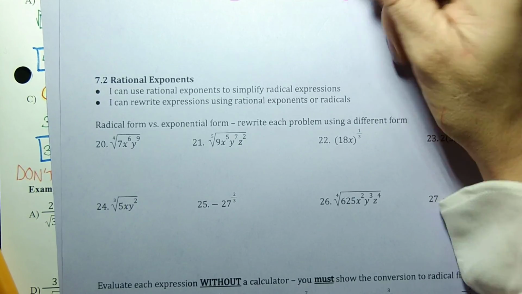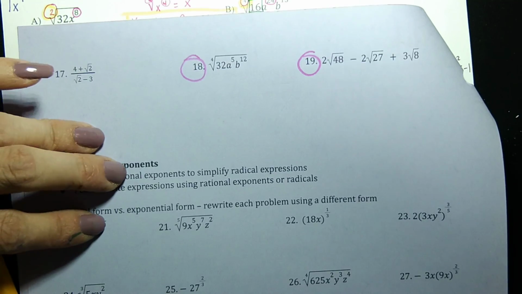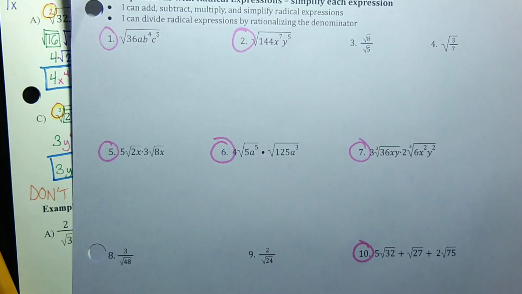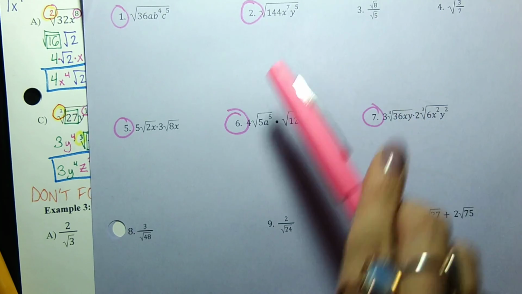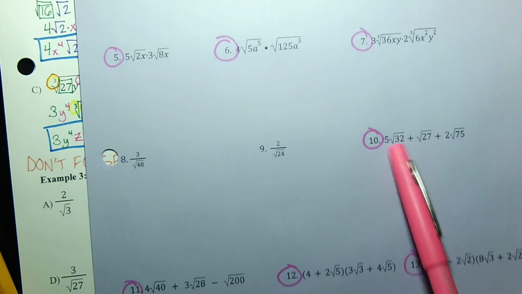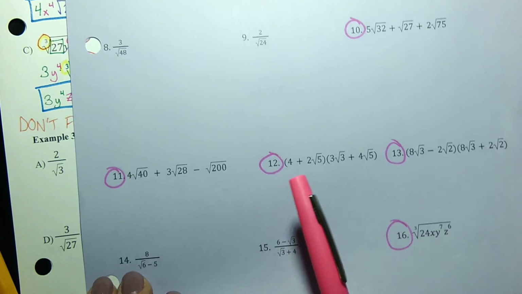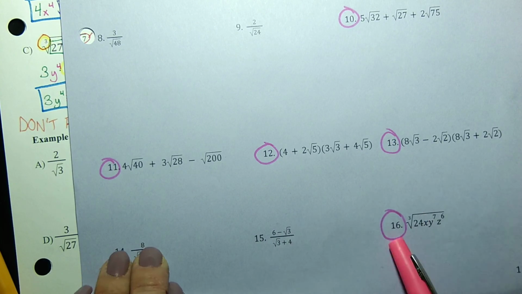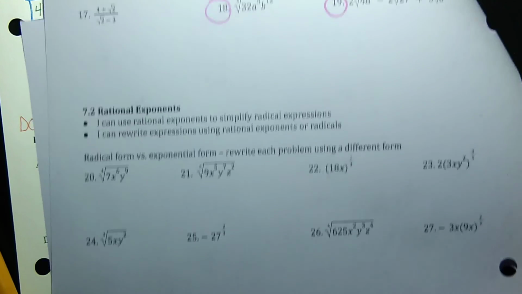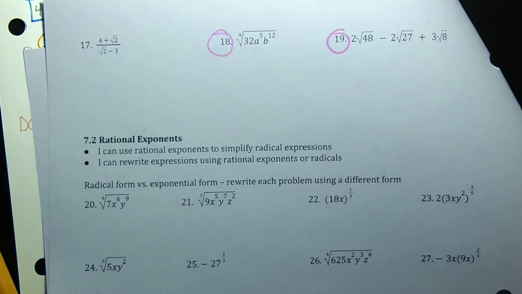So essentially you're skipping all the division ones. I'll read those off again: 1, 2, 5, 6, 7, 10, 11, 12, 13, 16, and then 18 and 19.